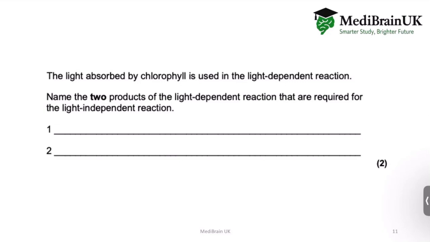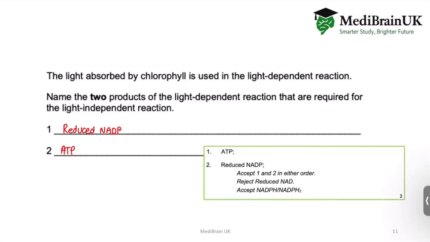Remember, the hydrogen ions that are lost from the photolysis of water are going to be picked up by the coenzyme NADP, and they're going to become reduced NADP. And then what else is being produced? Well, ADP and PI combine to form ATP after the hydrogen ions pass through ATP synthase. Okay, so those are the 2 aspects that you need. As you can see over here, it says reject reduced NAD. NAD is used in respiration. It's not used in photosynthesis.